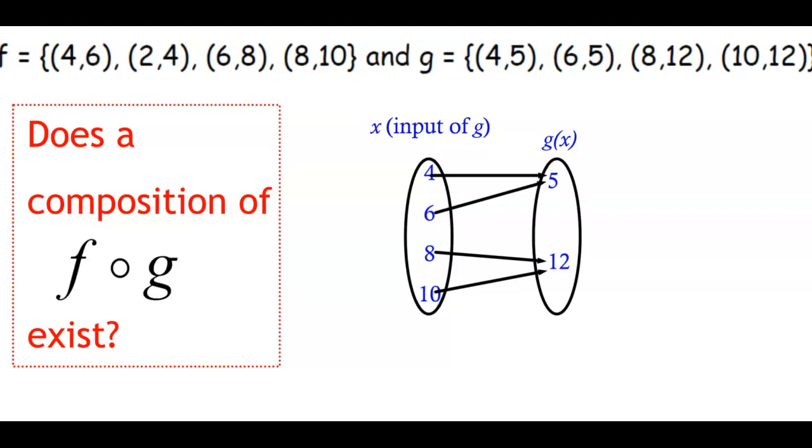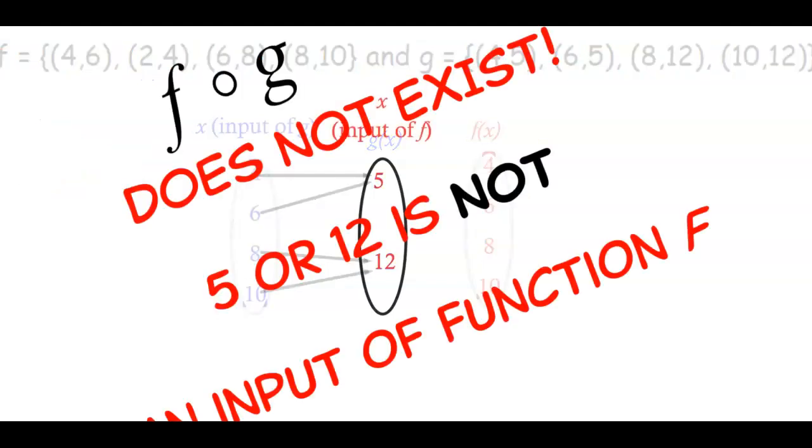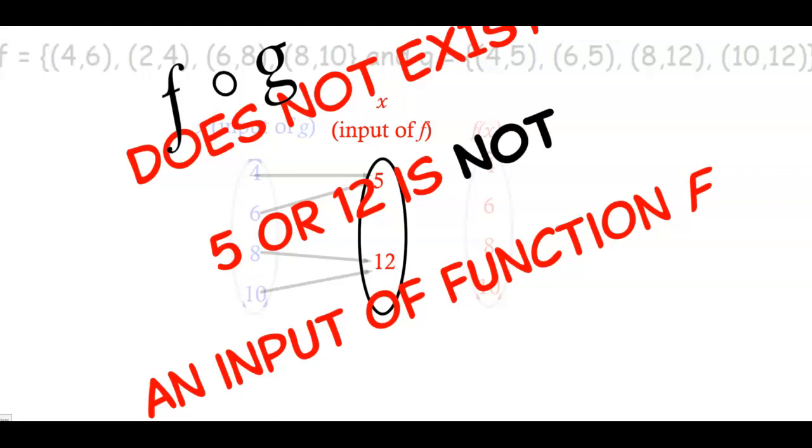Let's see if a composition of f of g exists. So we took the input of g right here, and I did go ahead and keep it in order. And here is the output of g according to the 5s and the 12s. But the same thing, we're going to turn this around and make it an input of f. Now, if you notice, there's not any 5 or 12 for the input of f. So this does not exist. So remember, if you do not have mapping that would be the input of the function, then simply it is just not going to exist. There is not going to be a composition for f of g.